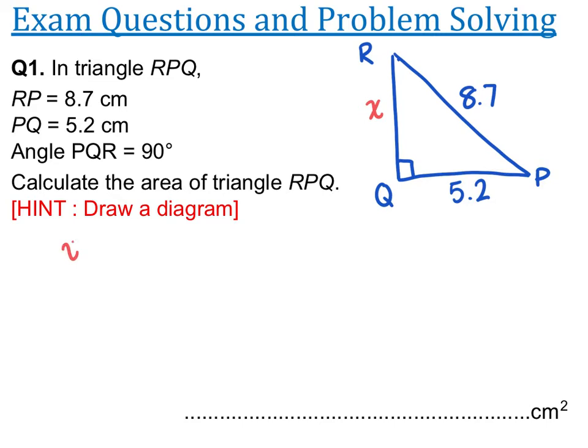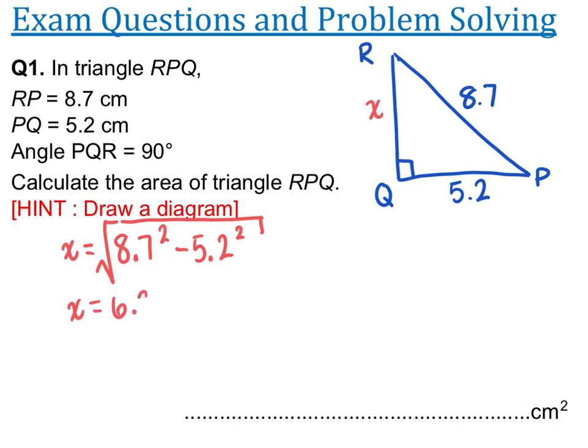So x is going to be, we're going to do 8.7 squared, and we're going to subtract off 5.2 squared, and then we're going to take the square root of all of that. So I'm just going to go over to my calculator, the square root of 8.7 squared minus 5.2 squared, and I end up with x is equal to 6.97. So now I know the height of my triangle, so now I can find the area.